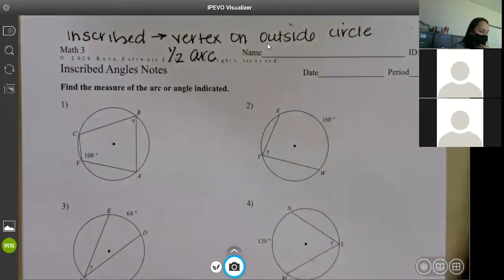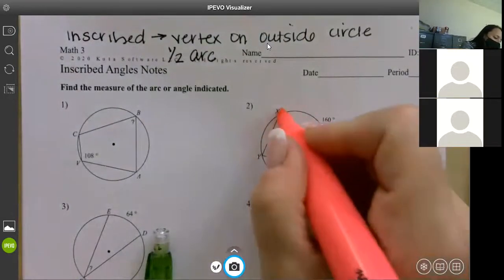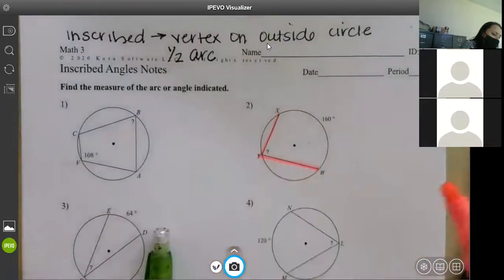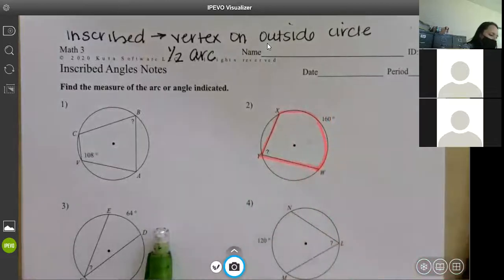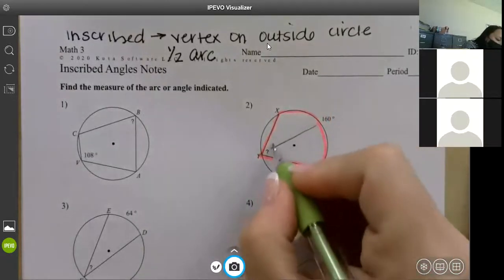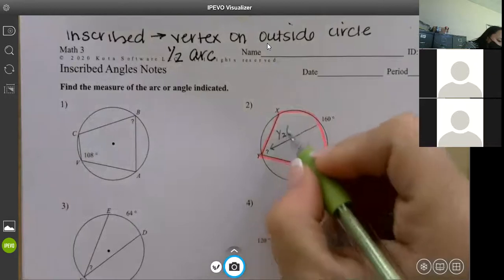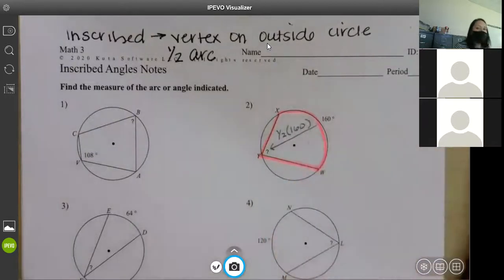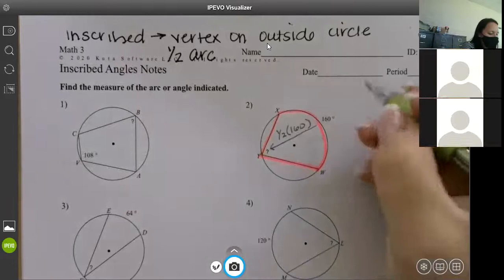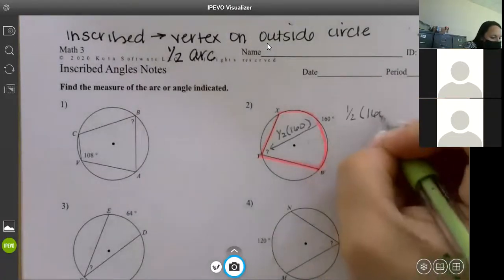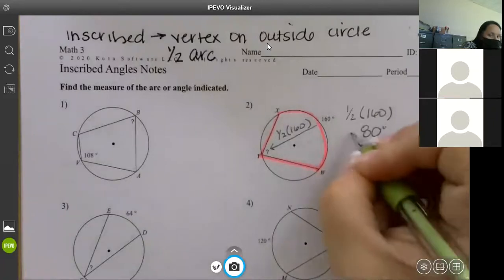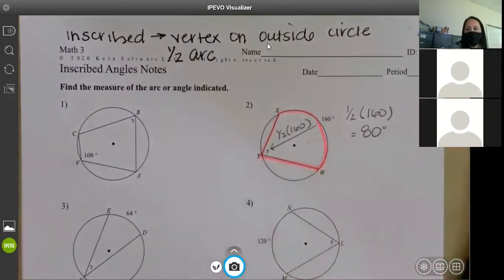But if we look at this one, we have an inscribed angle right here. If we connect the endpoints X and W, that's its arc. So this angle is half of the arc. What is half of 160? 80. Perfect. Stop. Sorry, y'all. And that's literally all you do.